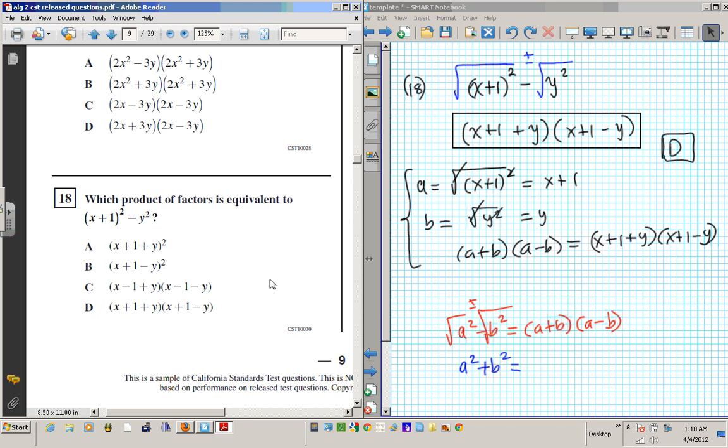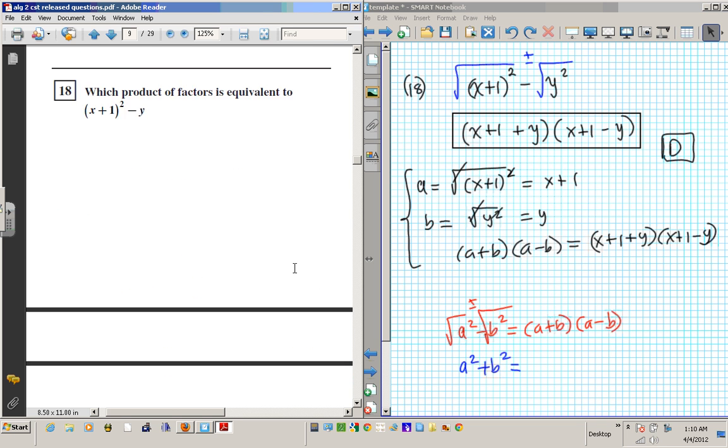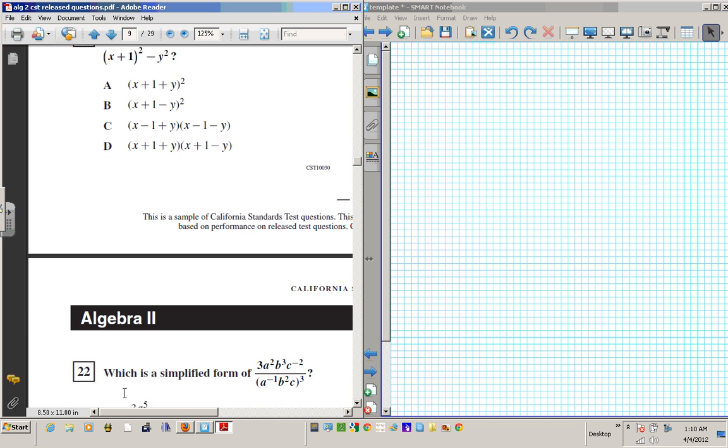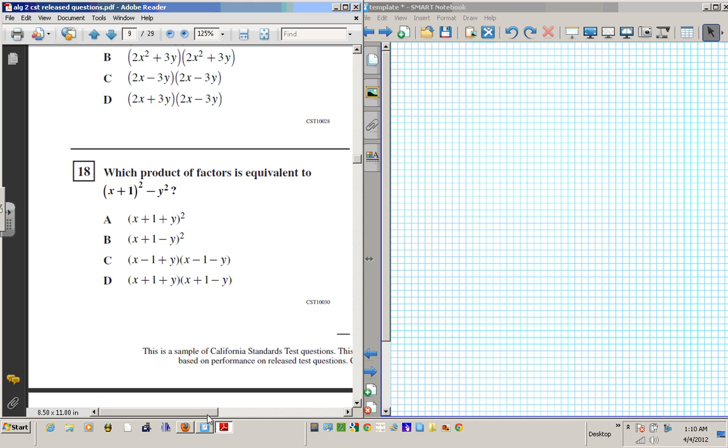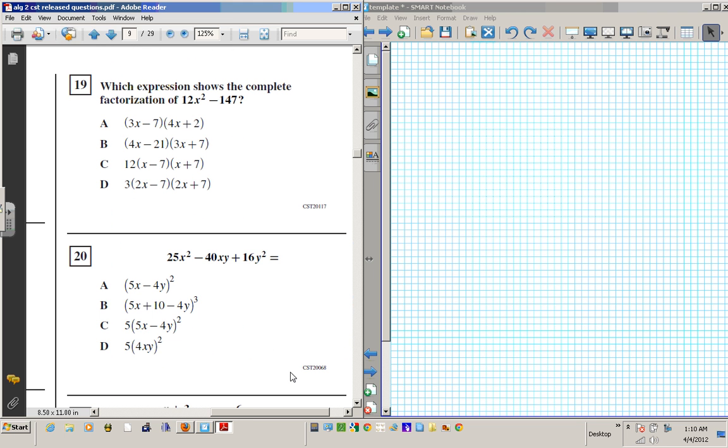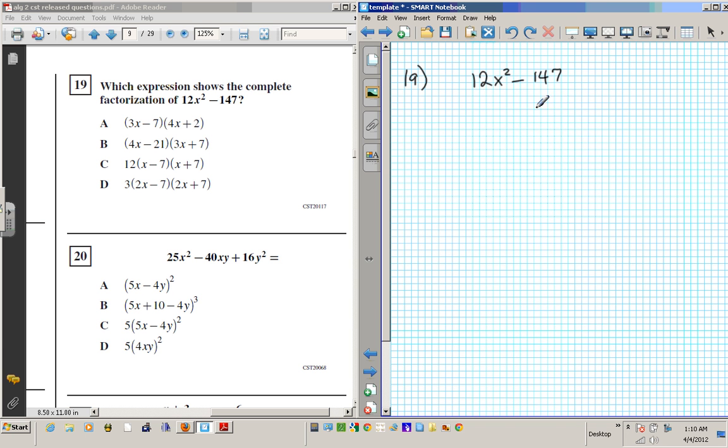Alright, now let's move on to question number 19. Which example shows a complete factorization of 12x squared minus 147? So number 19, 12x squared minus 147. First of all, we need to break them down and see what we can factor out from here.